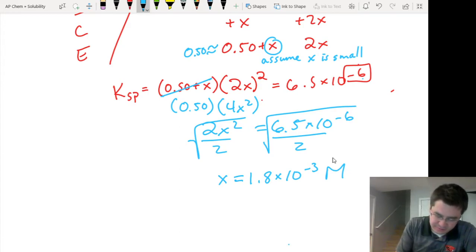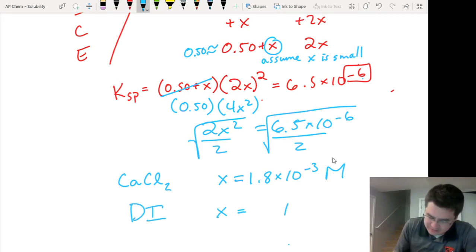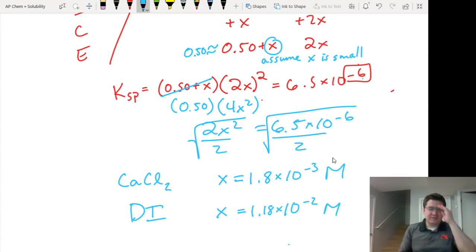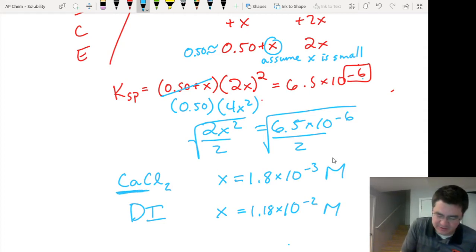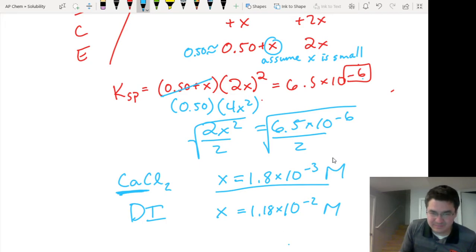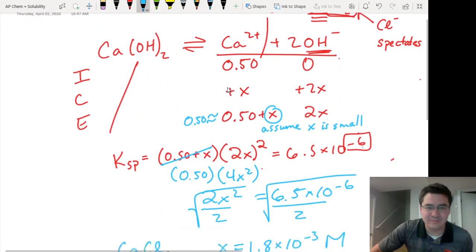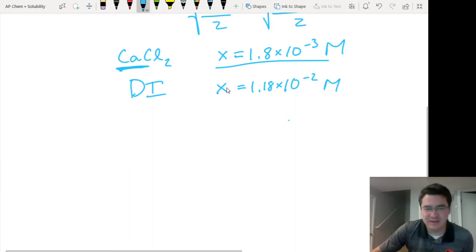Okay. And so this one was the one dissolved in calcium chloride. And the one dissolved in DI water, X was 10 to the minus 2, right? What was the value? 1.18. So, do you guys see when I added some extra calcium, what happened to the solubility? It decreased, and you could just predict that, because we added some extra calcium. What it did is it kept this stuff from dissolving, and because of that, the calcium concentration X is low. So that's Le Chatelier's principle. It's called the common ion effect.